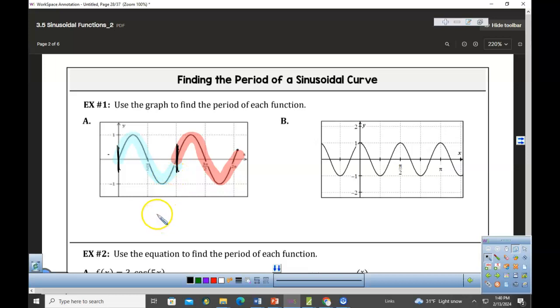When I look at this one, my period is pi. Okay. And we can also do, we have an intersection, max, intersection, min, intersection. To do that whole cycle was pi, which was my period.